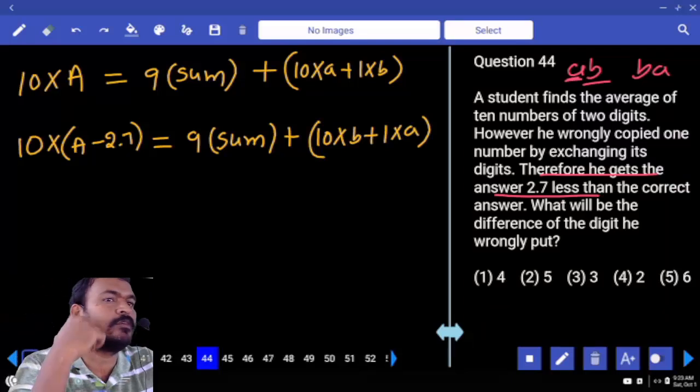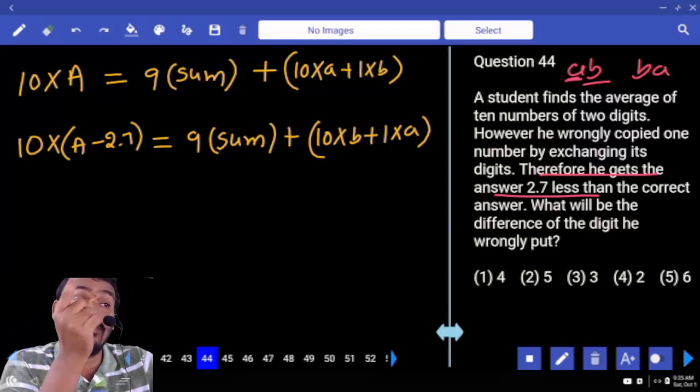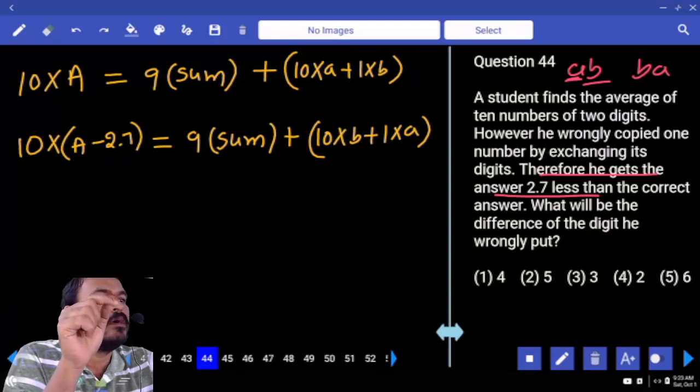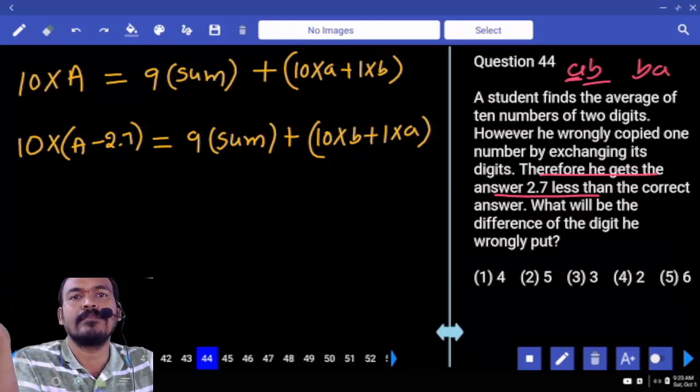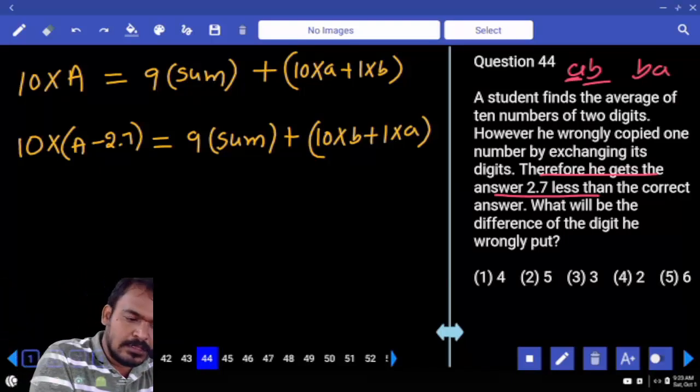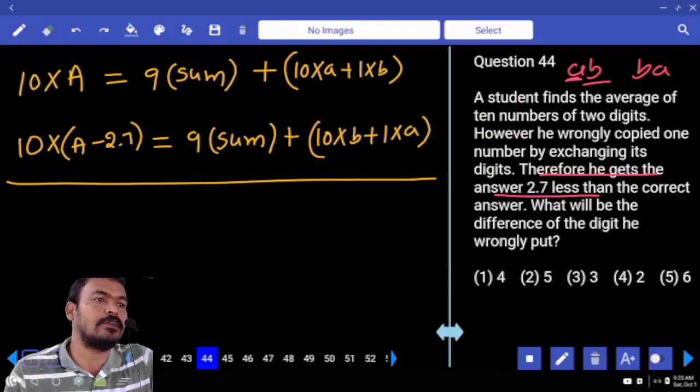First case, how many observations sum? 10 observations sum, original number. But the second time, the reverse of the digits is not. Means second time it will be B or AB. B or not? Okay, these two differences we need to identify.